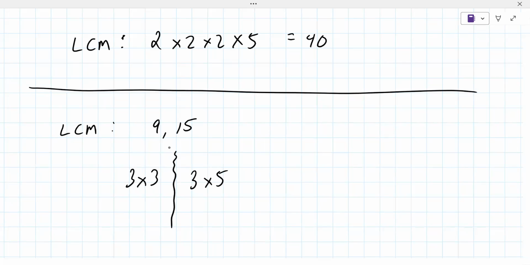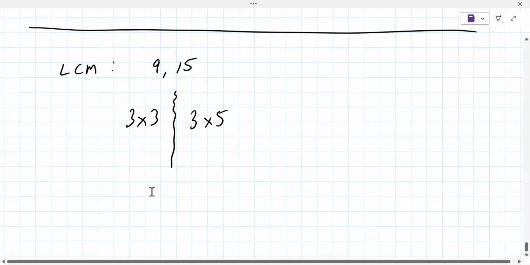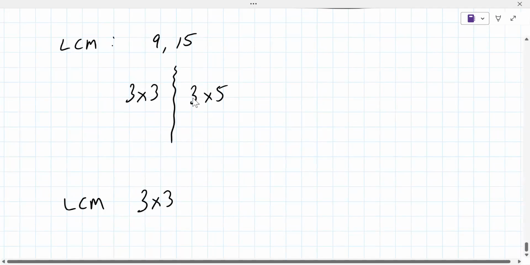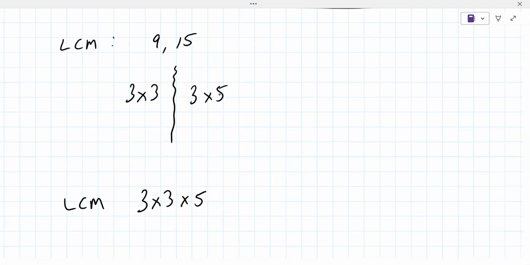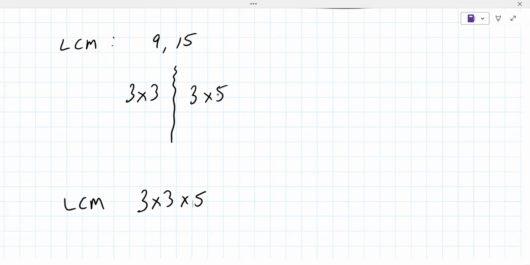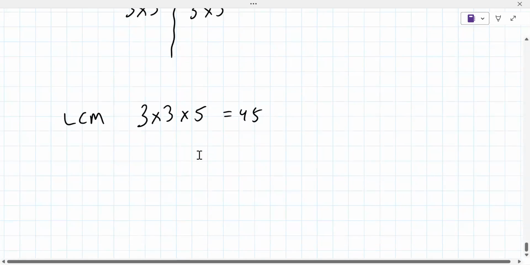Now you start with the smaller one. Which is smaller, 9 or 15? 9. Okay, so you say, I need a 3 and a 3. Then you look at the next one and you ask yourself, do I already have a 3? Yeah. But do I have a 5? So what is 3 times 3 times 5? 45. It's 45. Good.